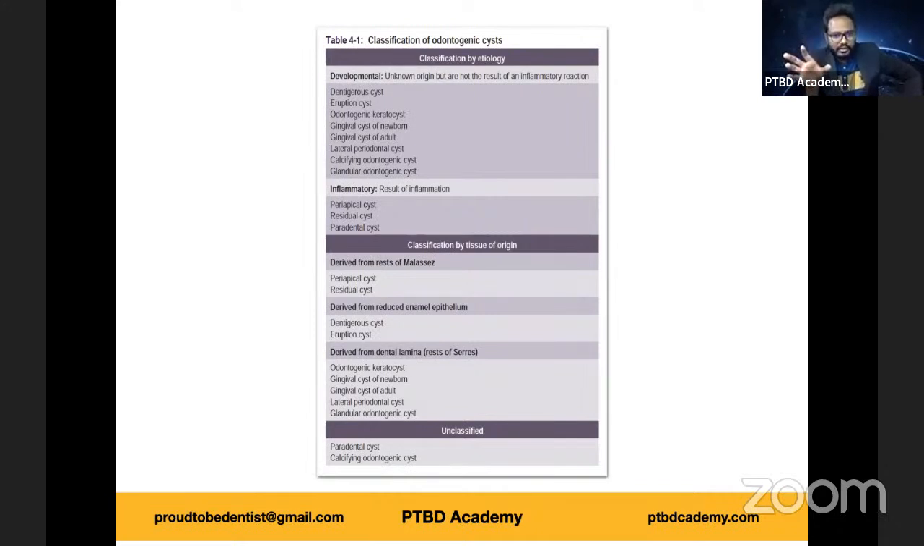So if at all there is a question like, all of the following cysts are derived from dental lamina except, you should be able to make out that exception, right? So thoroughly go through this table and make sure that you're familiar with the names of all these cysts, and we have covered them in detail in your e-classes, oral pathology and medicine section.